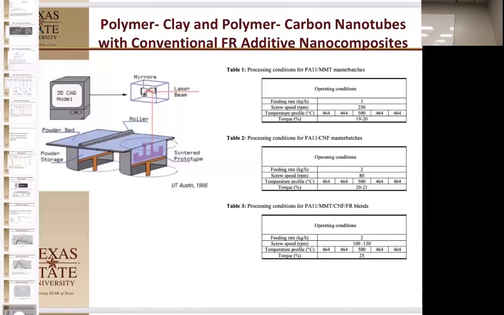Okay. So this paper actually was really cool because they actually gave the processing parameters that they used in their extrusion method, which is not usually there. So I wanted to go through these. The first one right here is just a montmorillonite clay with our polyamide 11 right here.